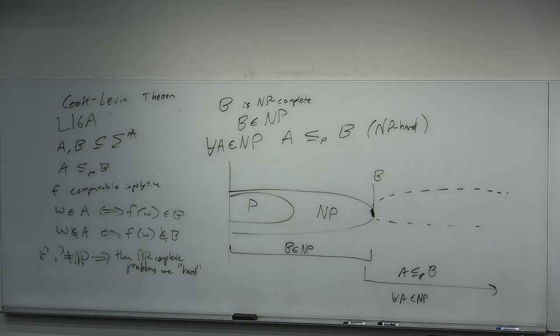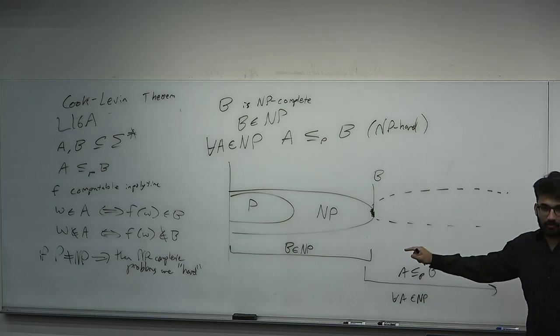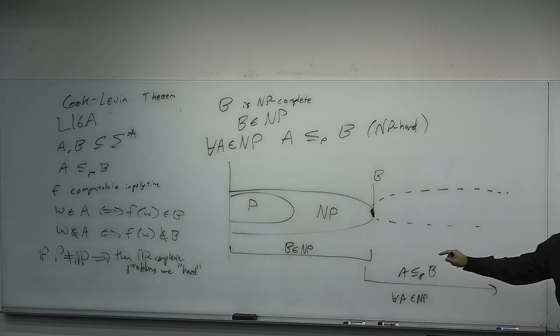Well, we're not done talking about what this means. Our conditional theory of hardness is basically like, if P does not equal NP and B is NP-complete, that basically means that B is not in P. That's where the conditional part comes from.